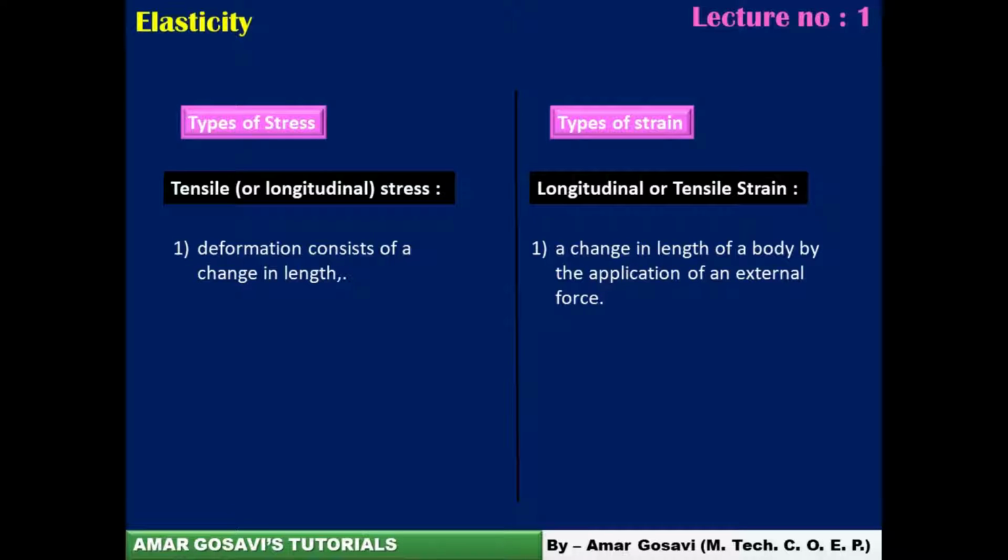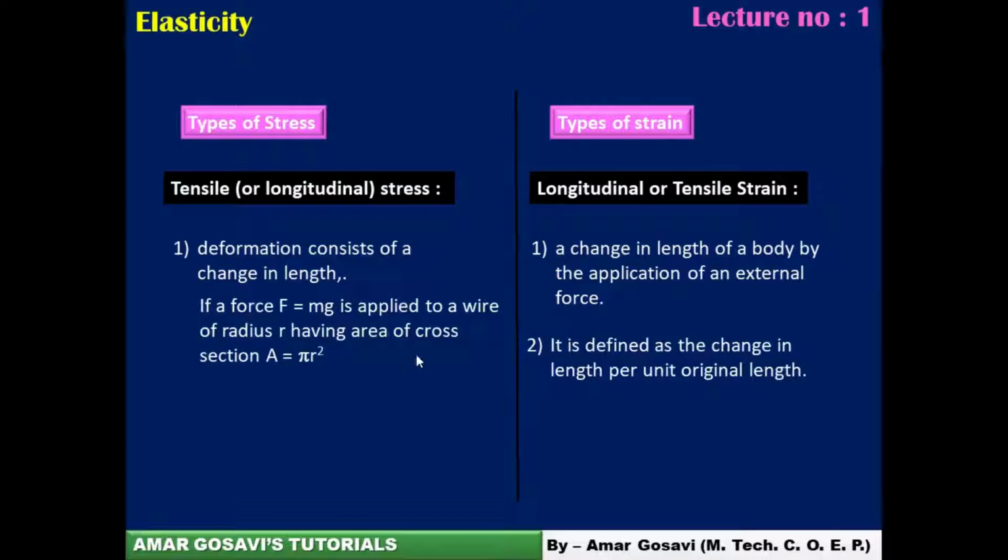Now, if you want to put it in the form of equations, F is the deforming force applied to a wire of radius r having area of cross section A. Obviously the cross section is a circle, so A equals pi r square. I know force, I know area, so I can work out stress. Stress is force per unit area. Similarly, longitudinal strain is defined as change in length per unit original length. If small l is the change in length and capital L is the original length, then it will be small l divided by capital L.